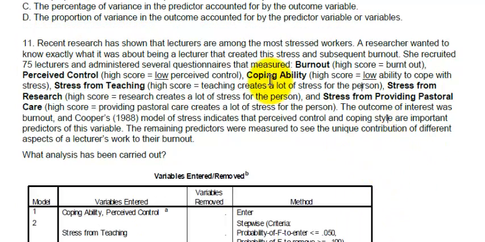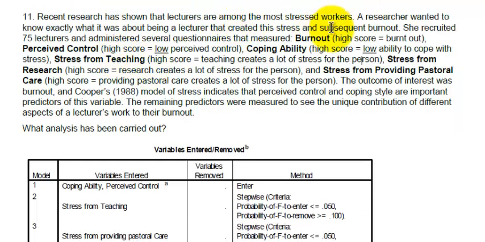Next one, number 11. Recent research has shown that blah, blah, blah, blah, blah, blah. Let me read this.